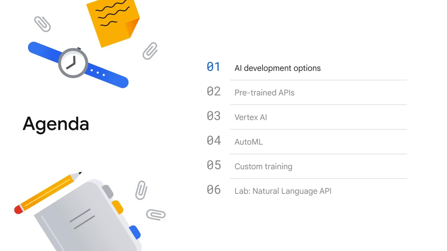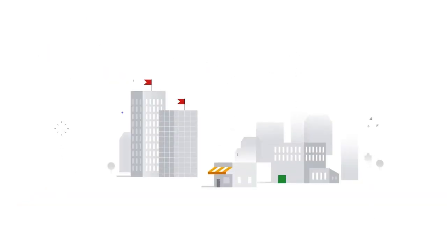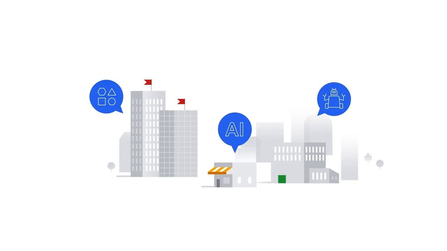Let's begin with Google Cloud's AI development options, which include out-of-the-box, low-code and no-code, and do-it-yourself. You'll explore the pros and cons of each and examine a decision tree to help you consider which option might be best for your business problem. Imagine that you're helping your organization use AI to transform your business model and operation. Where and how should you start?